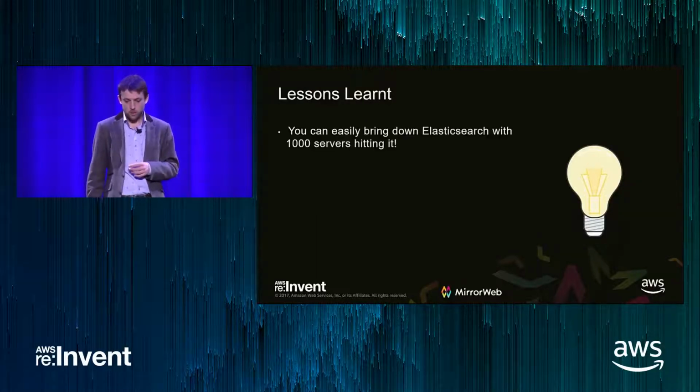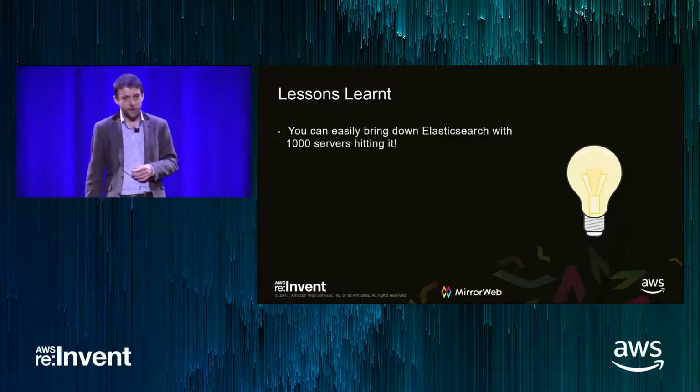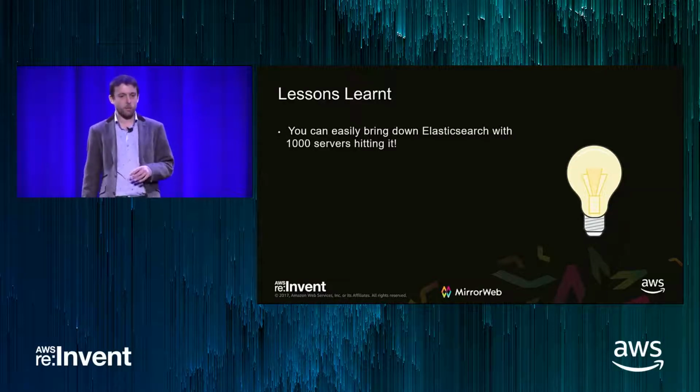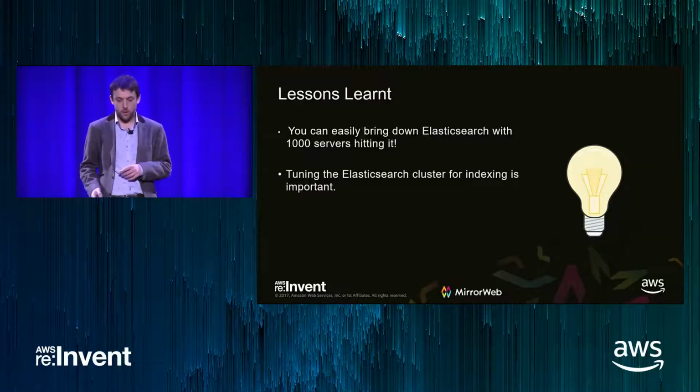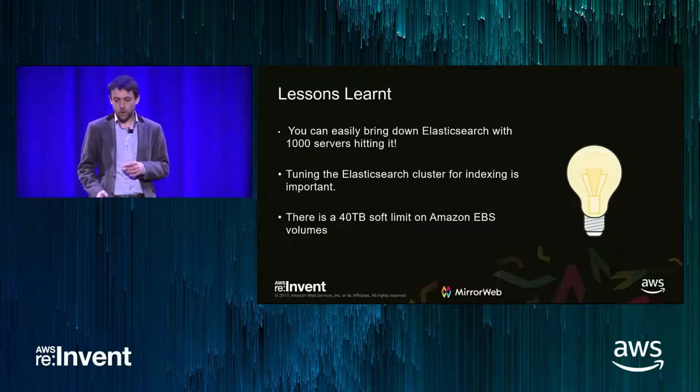So what did we learn? Well, I learned you can take down Elasticsearch very easily with 1,000 servers hitting it. And I think we'd 3 attempts before we got it right. And obviously tuning the index for indexing is really important.